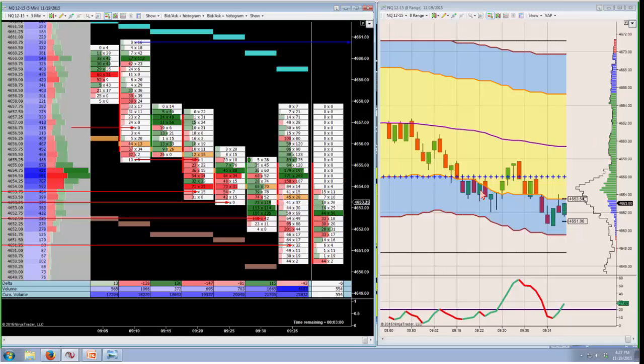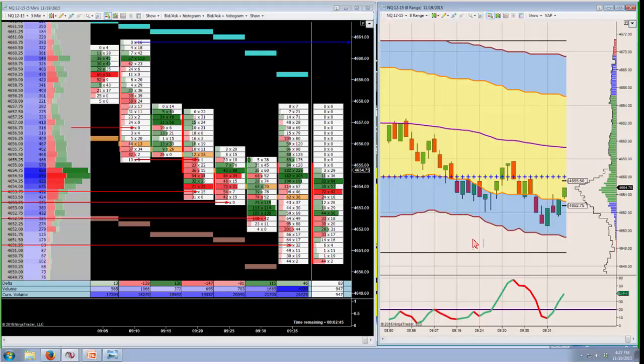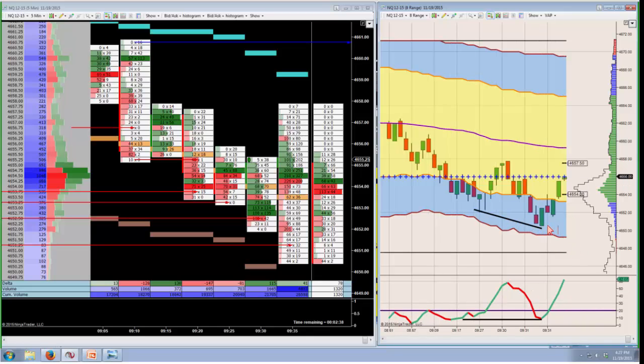So here, I have a couple things I can do. If I have buyers coming in here, I can try to buy this area because it's not going lower. And this is where the stochastic comes in handy. I've got divergence here. I've got lower lows on price while I've got a higher low on the stochastic. So that would be telling me I could probably take a bounce here. So when we saw the buyers coming in here, I could buy this.